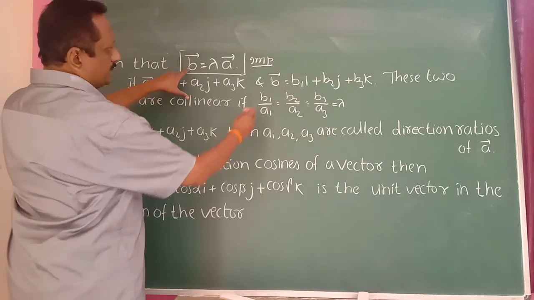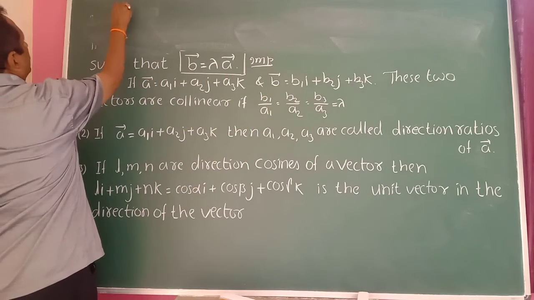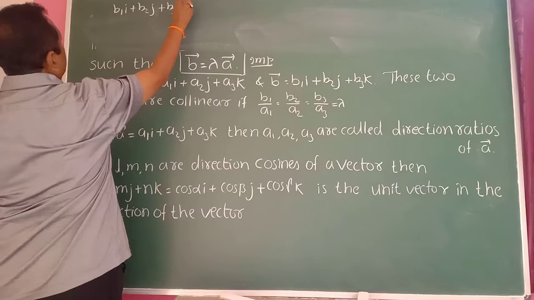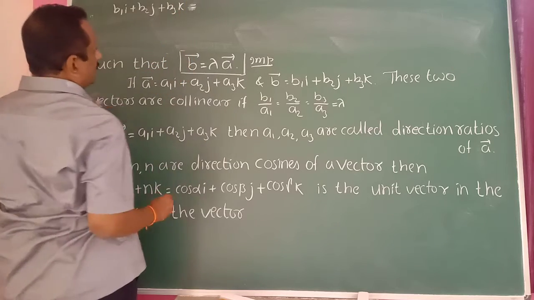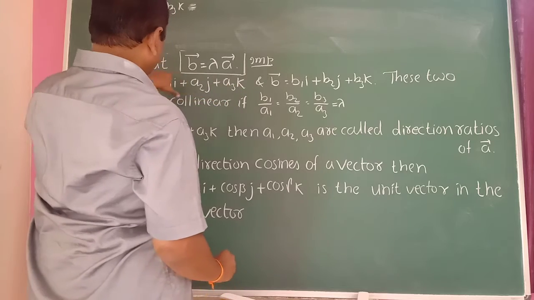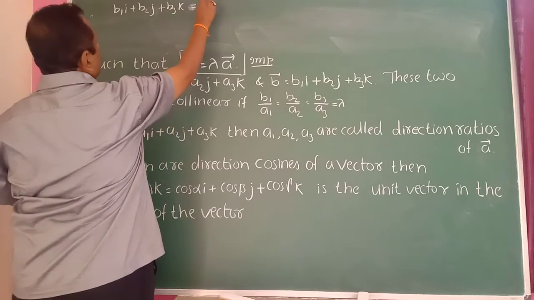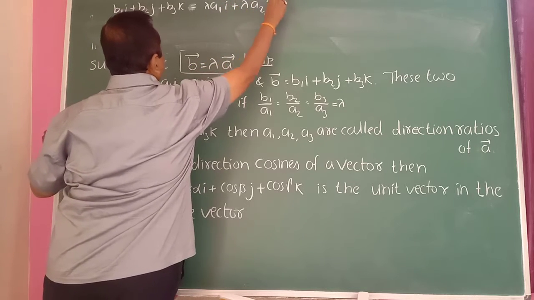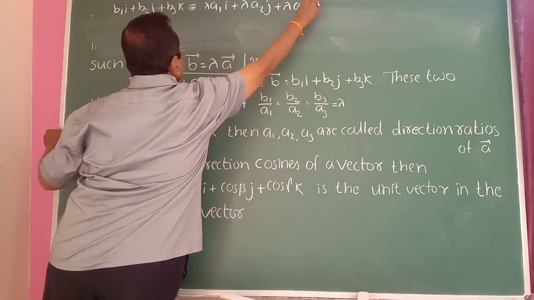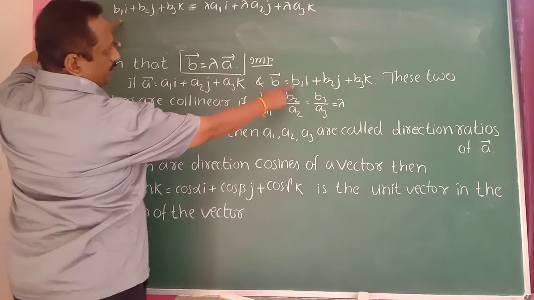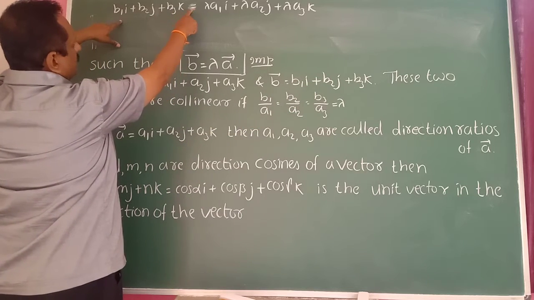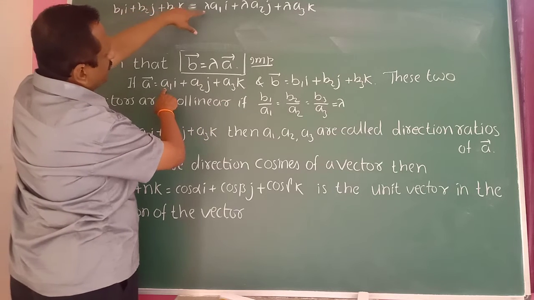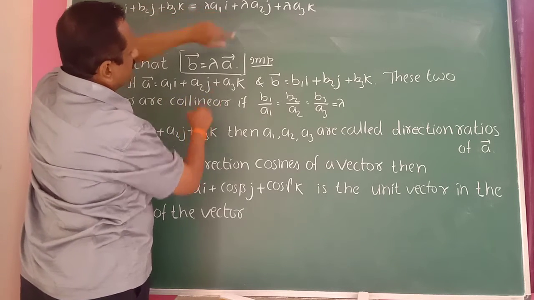Here the b bar is this vector, b1i plus b2j plus b3k, is equal to lambda into a bar, lambda into this vector here. Take lambda inside here. It gives lambda a1i plus lambda a2j plus lambda a3k.